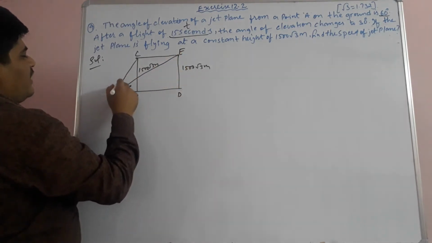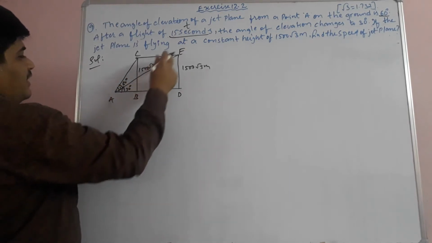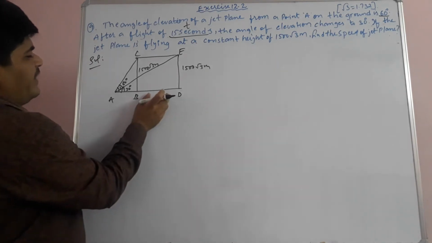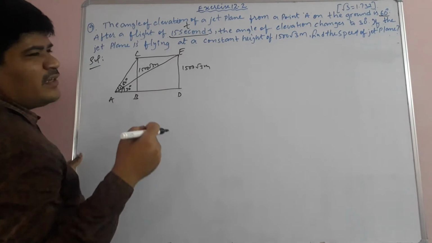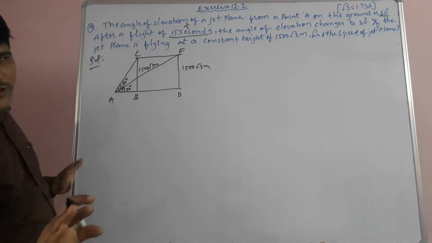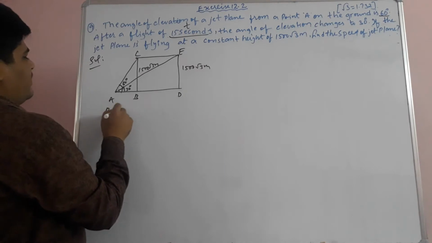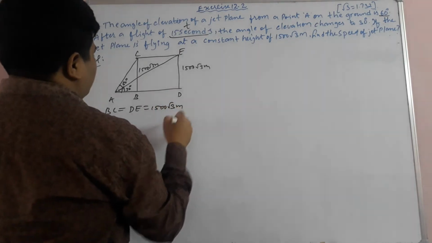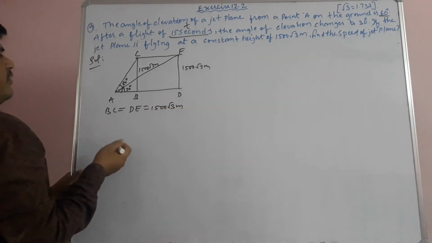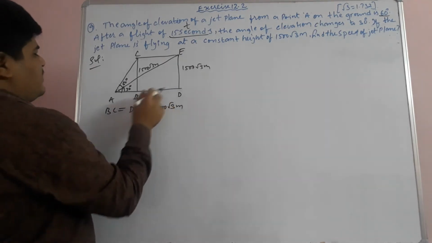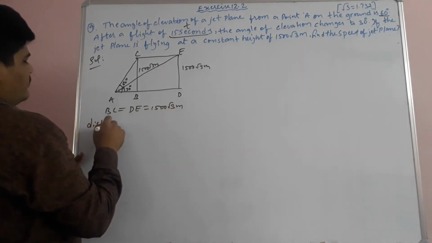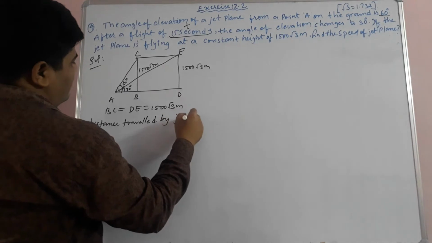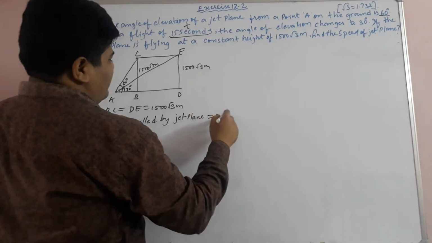So this full angle is 60 degrees, and this angle EAD is equal to 30 degrees. Children, we need to find the length of BD, that is the distance traveled by the jet plane. BD and CE are both equal. BC and DE are equal to 1500 root 3 meters. The distance traveled by the jet plane is equal to BD; this we need to find.